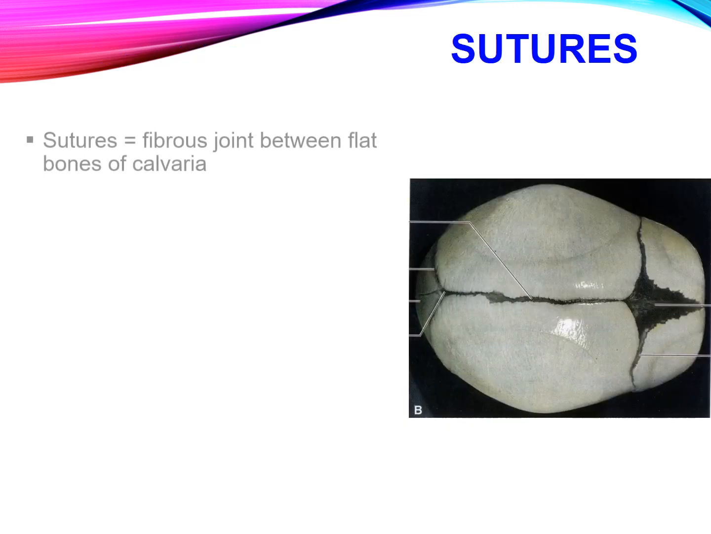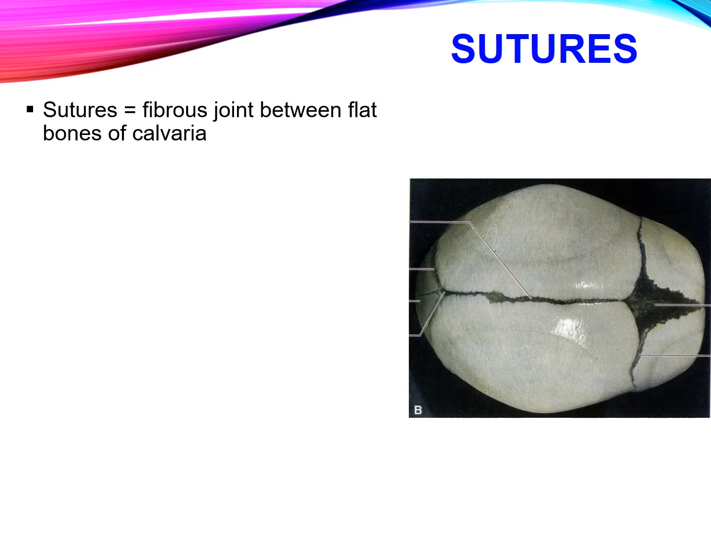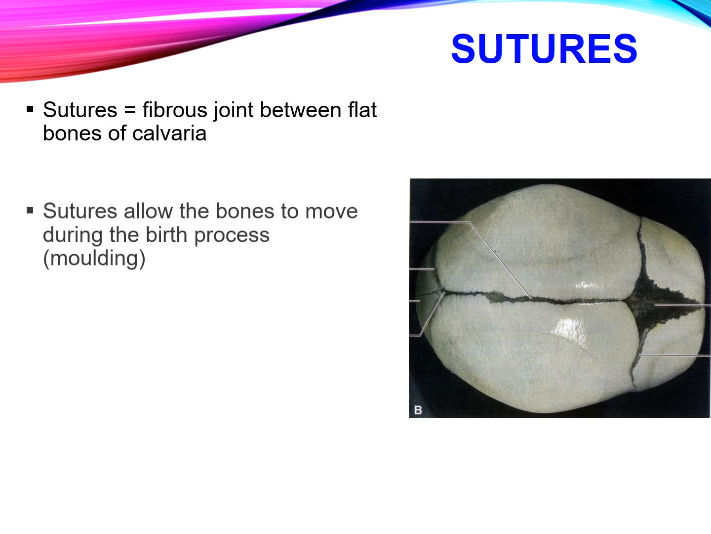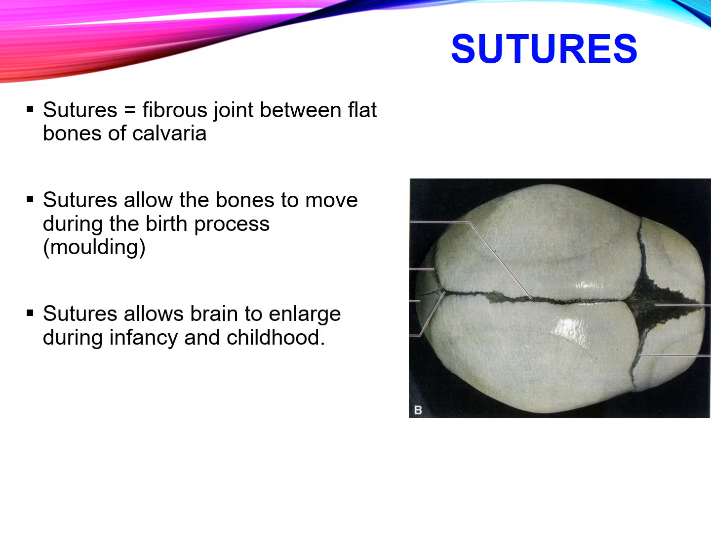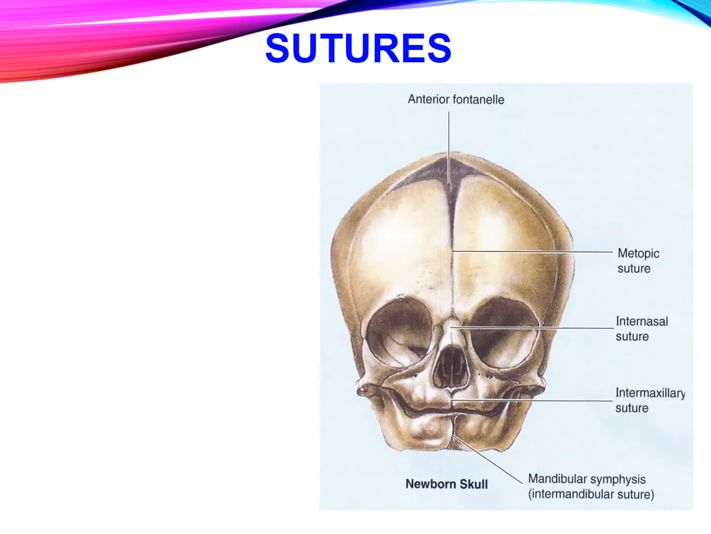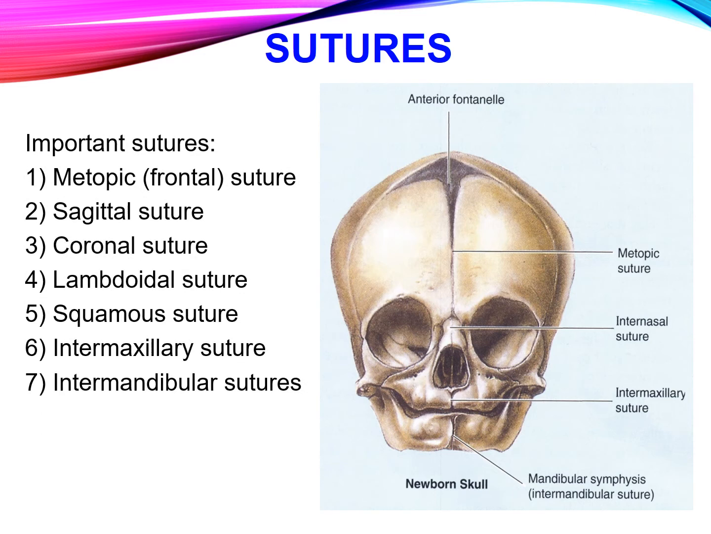The sutures. The sutures are the fibrous joints between the flat bones of the calvaria. Sutures allow the bones to move during the birth processes. Sutures allow the brain to enlarge during infancy and childhood. The important sutures are the metopic or the frontal suture, sagittal suture, coronal suture, lambdoidal suture, squamous suture, intermaxillary suture, and the intermandibular suture.